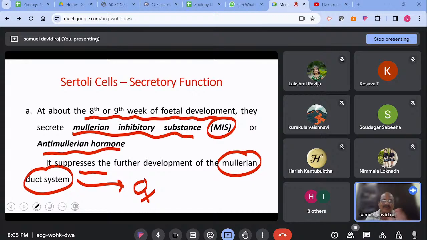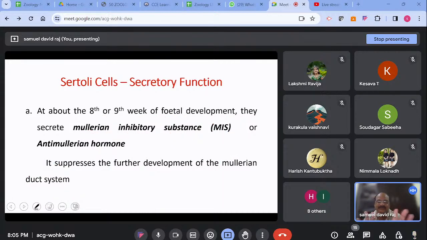When I start the entire physiology, I told you, I'll deal with each and every physiological aspect, starting from protozoa to human beings. At that time, I will discuss the entire origin of the reproductive system, how it takes place. For the time being, just remember that Sertoli cells secrete anti-Mullerian hormone. As the name implies, anti means it is against. It suppresses the development of the Mullerian duct system, that favors the female reproductive system.